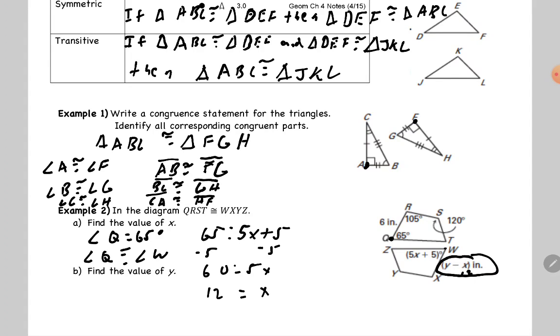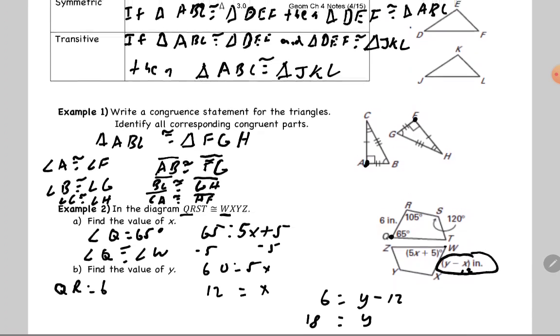And it's the side length WX. So WX is the first two. So we're going to look at QR. QR is 6. Okay? So 6 is equal to y minus 12. So I add 12 over and I'll get y equals 18. Okay.